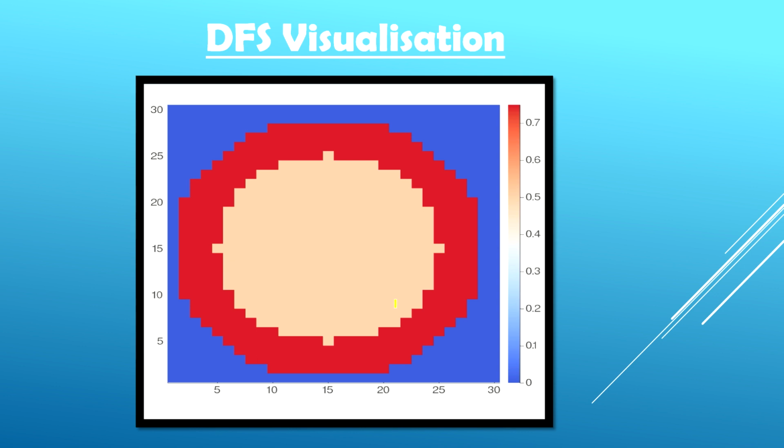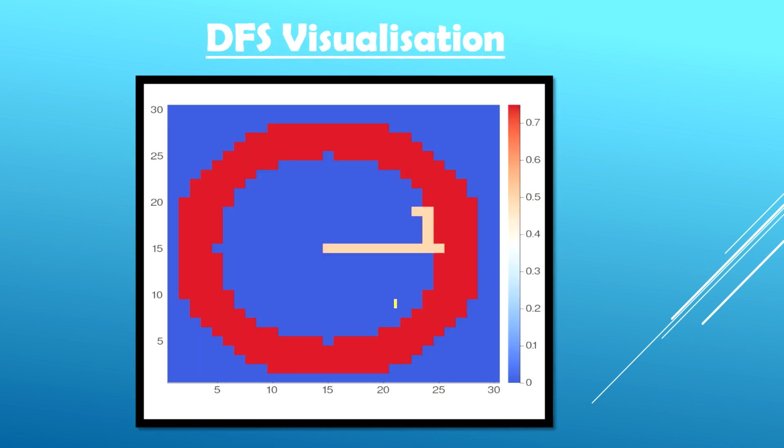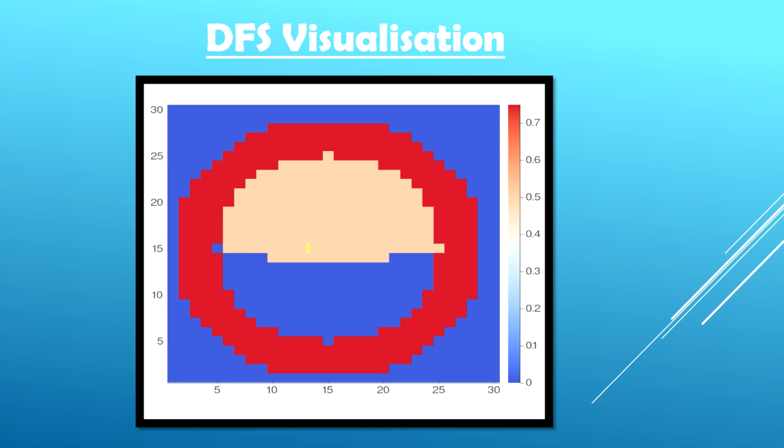Let's see the animation again. We start from the center pixel, we start filling in the right direction, and as soon as we encounter the boundary, we change the direction and we continue to fill pixels in different directions. Through this, we gradually fill the object with peach color. This is how the DFS algorithm works.